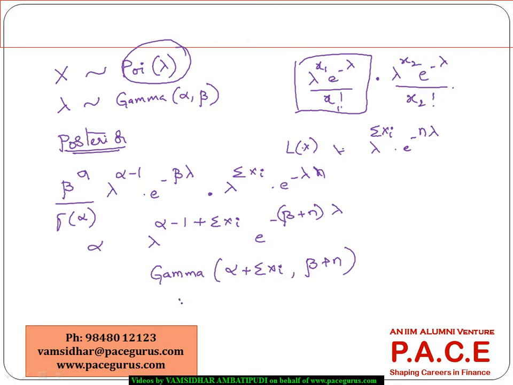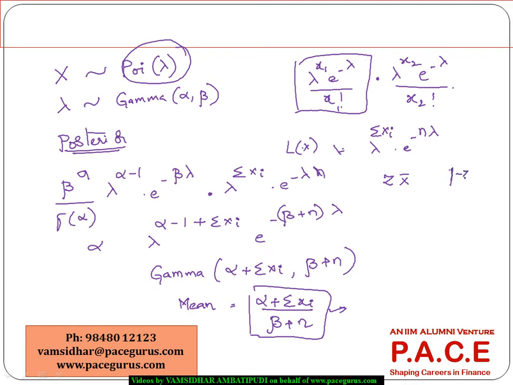Now I can find out the mean of this posterior distribution, right? Because it is a gamma distribution, the mean comes out to alpha by beta, which here is alpha plus sigma xi divided by beta plus n. So this is the mean of the posterior distribution. Now I want to break this into the credibility theory kind of mechanism, wherein I want to give some Z weightage to x bar and some 1 minus Z weightage to mu, which is from the historical.